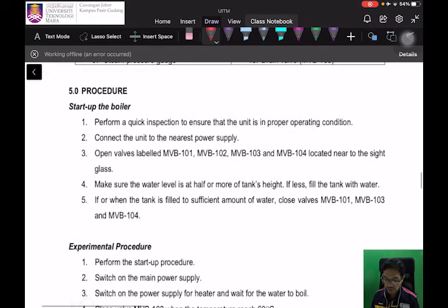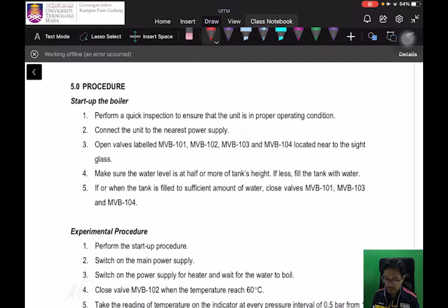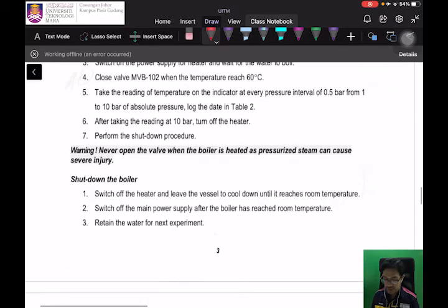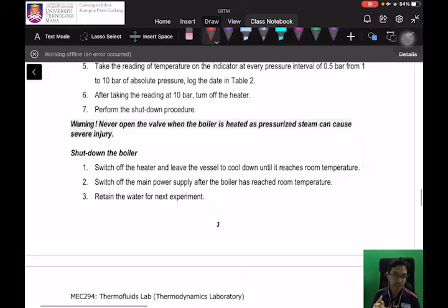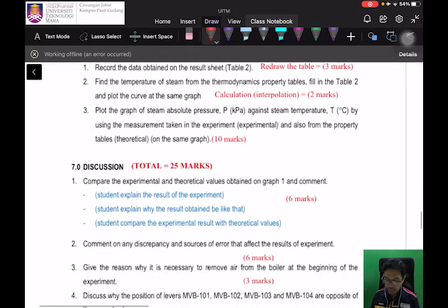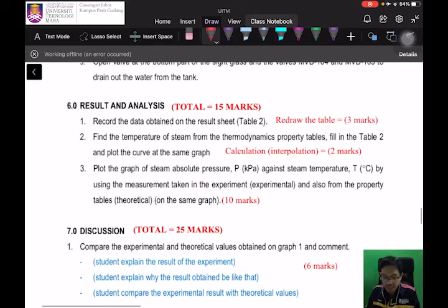Okay, so I will not focus on the procedure, but the only important thing you need to be careful with is this apparatus, because it deals with high pressure and also high temperature. That is the main safety thing that you need to remember in your experiments. Alright, so we now focus on the result and also the analysis.